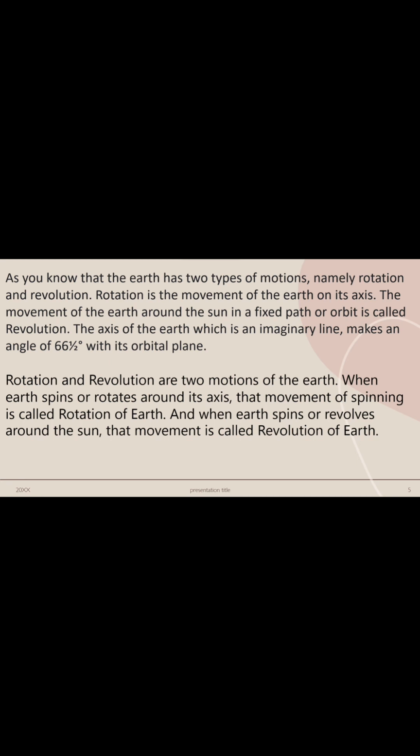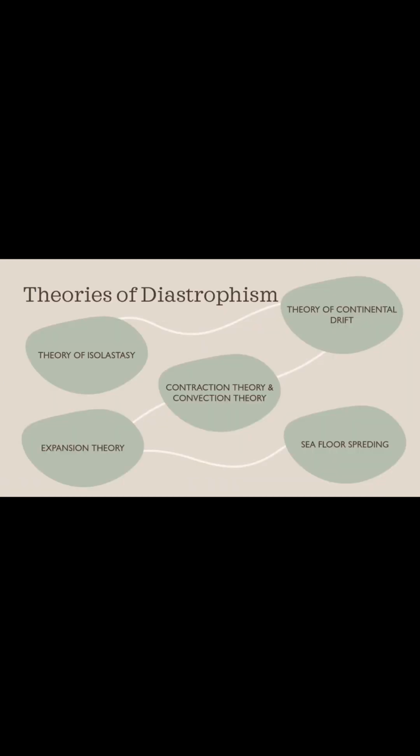When Earth spins or rotates around its axis, that movement of spinning is called rotation of Earth. And when Earth revolves around the Sun, that movement is called revolution of Earth. Now, let's proceed to theories of diastrophism: theory of isostasy, expansion theory, contraction theory, convection theory, seafloor spreading, and theory of continental drift.